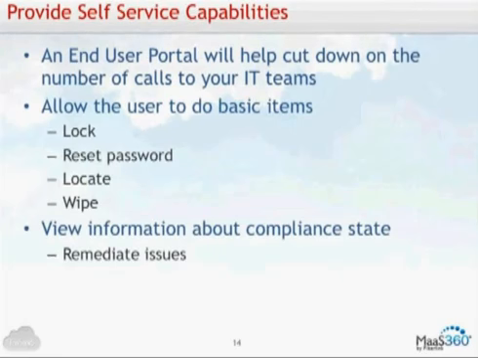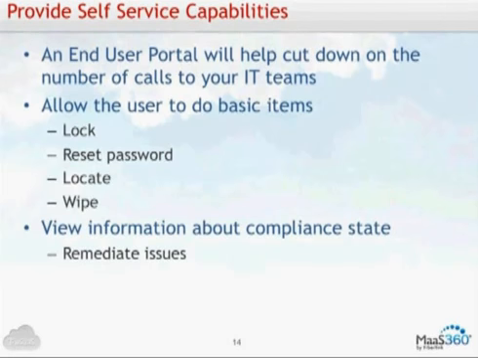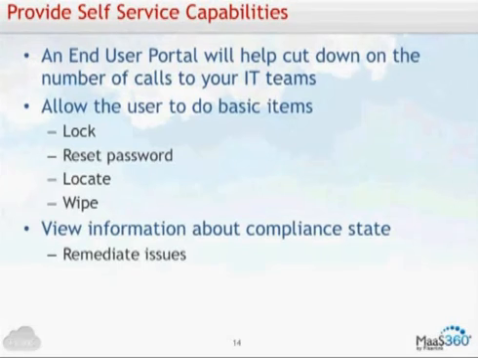Step 4 is about providing some self-service capabilities to your end users. Although this is not for everyone, self-service capabilities can be a big win for both the end user and your IT team. The end user would be able to log on to an end user portal and see a list of all of their devices. This would allow them to do simple everyday tasks like locking their device, resetting a forgotten password, locating a lost device, or even wiping it. The user can also leverage the end user portal to understand why they may be out of compliance as compared to your security policy. This, of course, takes some of these common tasks away from the IT team.